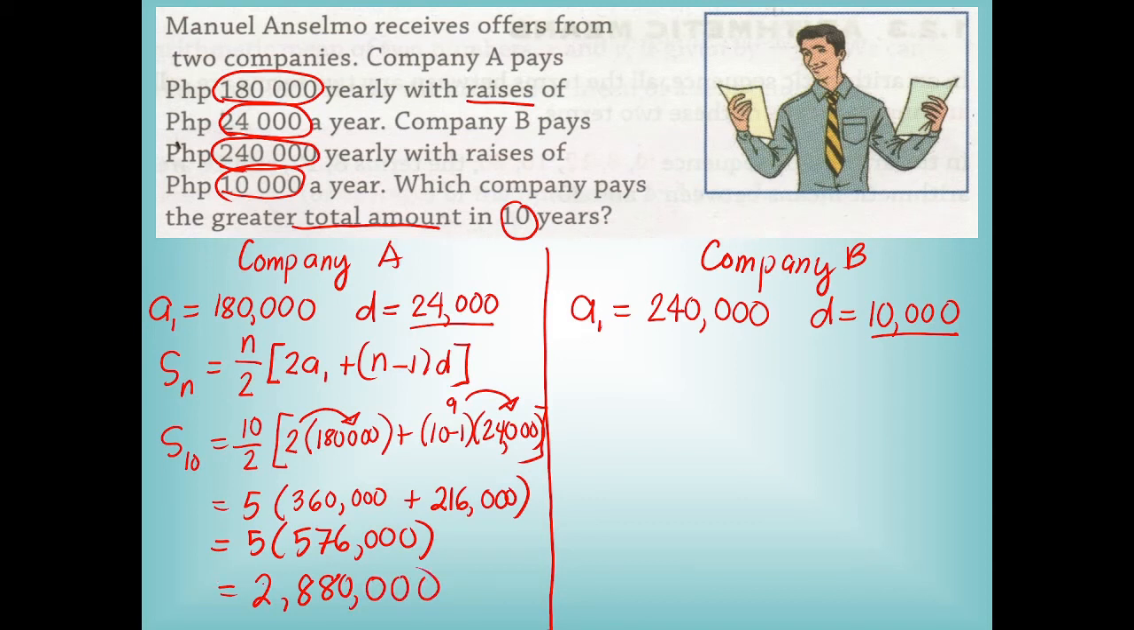Okay? Now let's go to company B. The same formula. It's still S sub 10. It's still 10 over 2. But this time, our starting salary is how much? Oh, our first term is 240,000. Plus N, that's 10 minus 1. And our increase is 10,000 a year. Okay. Let's solve this. This is 5. Multiply this, how much?